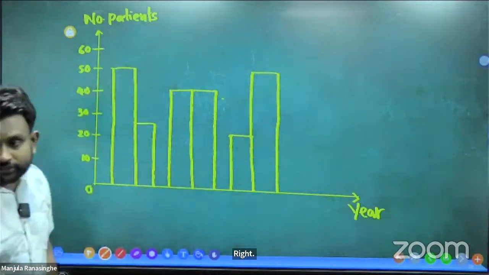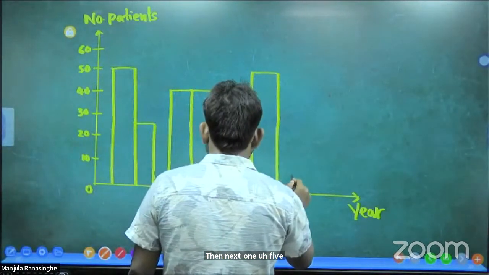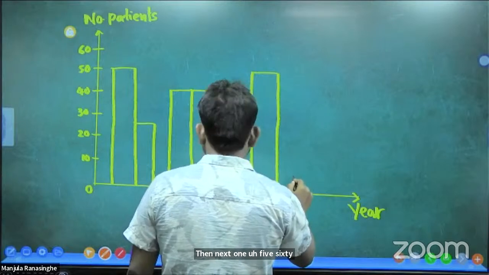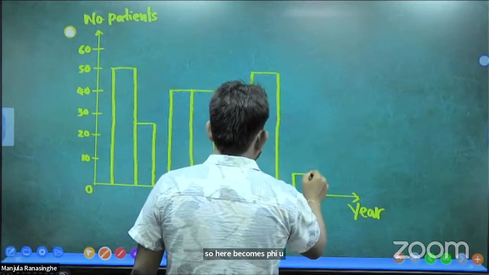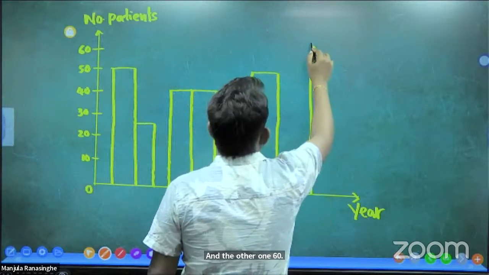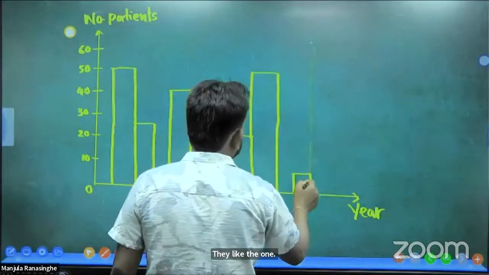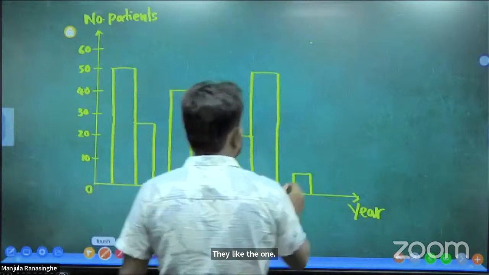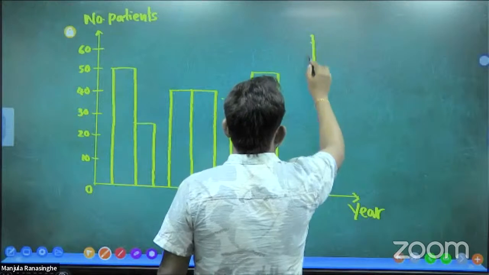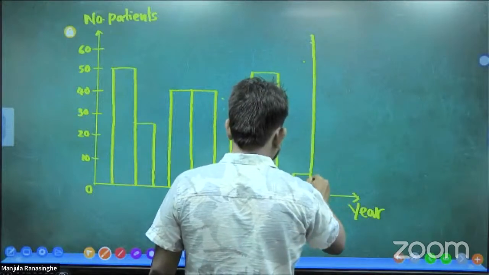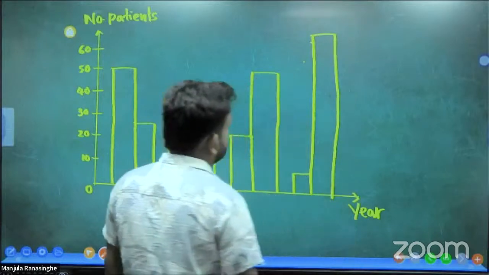Then the next one: 5 and the other one 60, the larger one, and here 60. Okay, this is the kind of graph there.